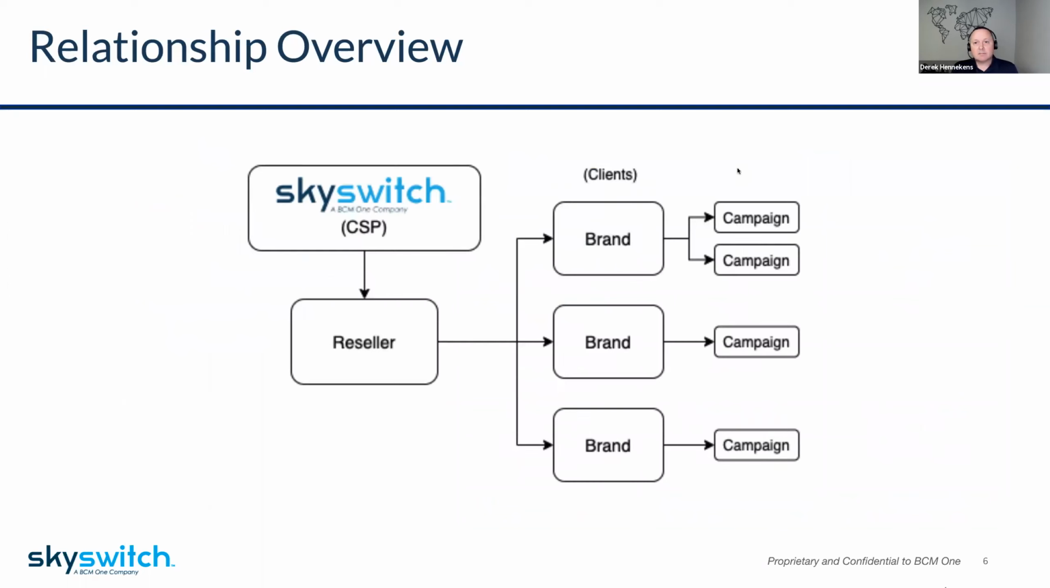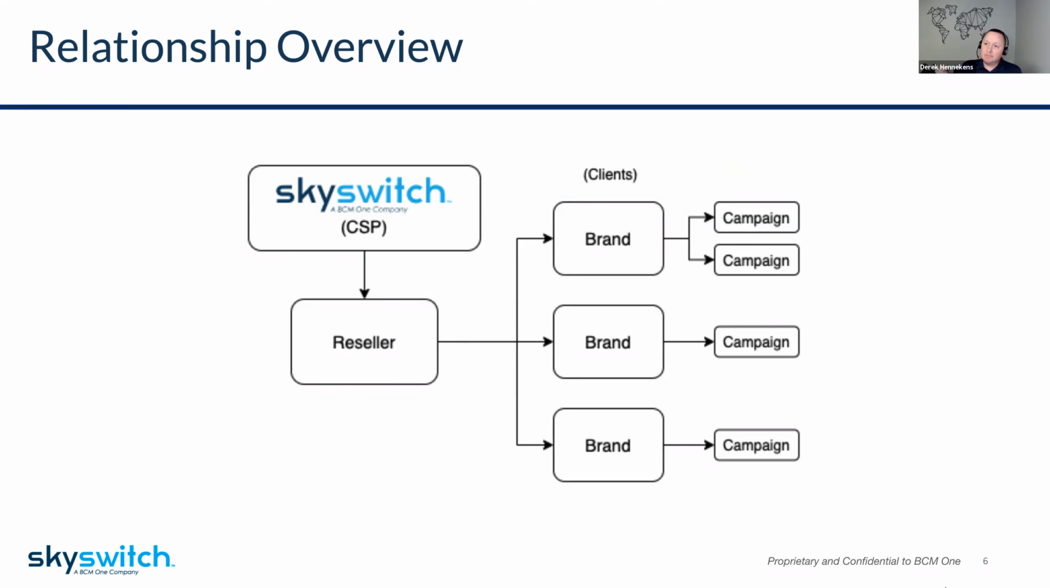So this is kind of a layout of the relationships between the CSP, the reseller, the brand. Again, the brand is going to be the clients and the campaigns. So at the top, SkySwitch is going to be managing all the resellers. The reseller level will manage all of the clients, AKA brands. It is best and recommended to have a brand for every client, and then you can break down the campaigns, whether it's one or multiple campaigns after that, based on the use cases.